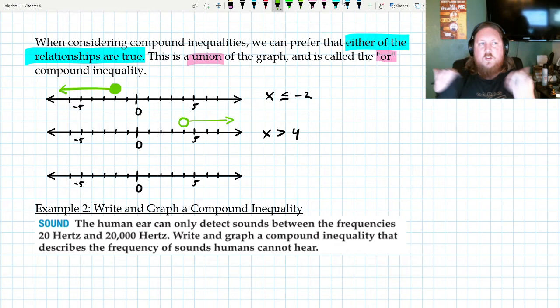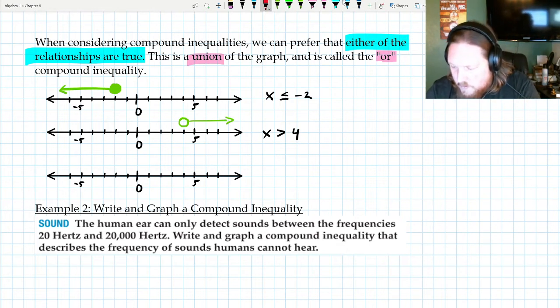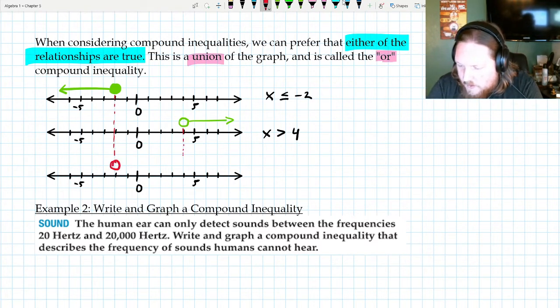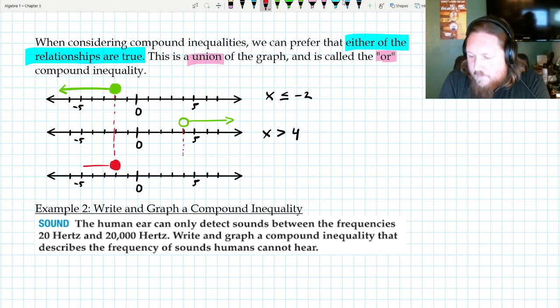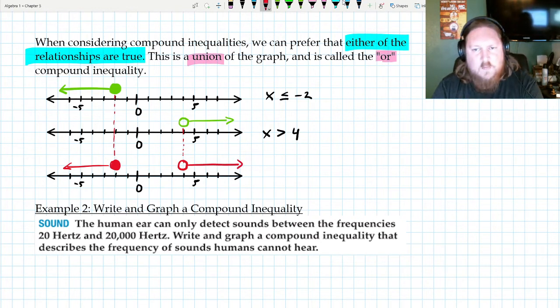You can see here there's no overlap. So it's different from the last one where the overlap was the part we were actually interested in. Here there's no overlap. All we do is bring each side of it down, and I get a solid dot at -2, an arrow off to the left, an open dot at 4, and an arrow off to the right. I got to remember my left and right here. And that's what the graph looks like.